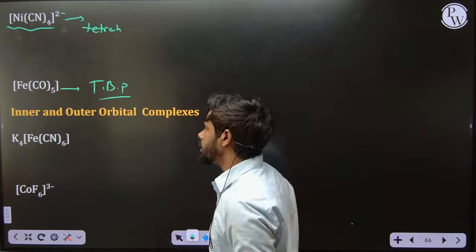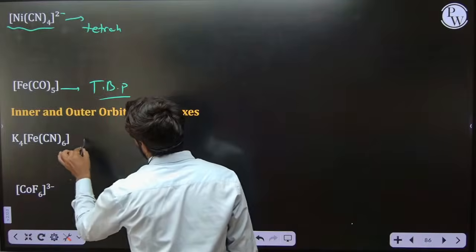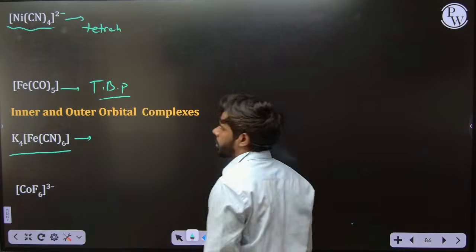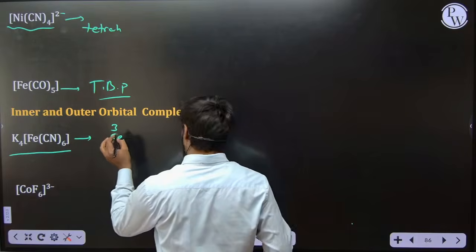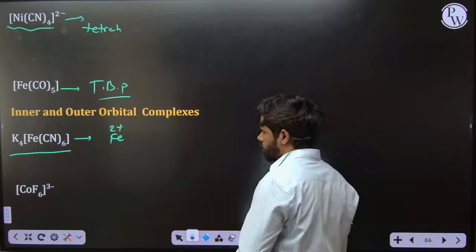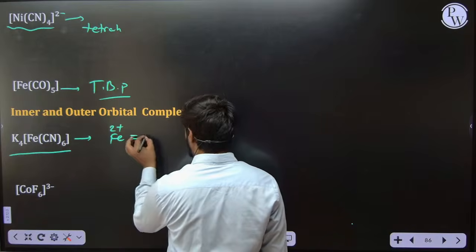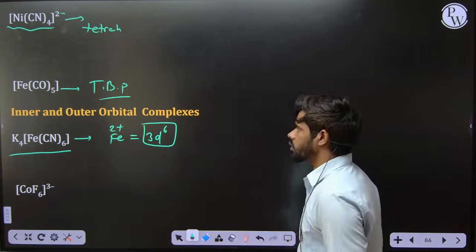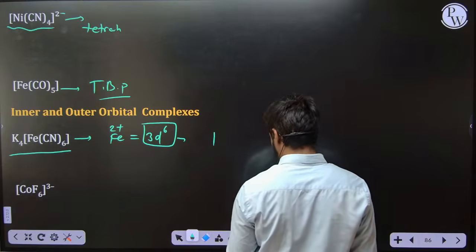Now, how to find the inner and outer orbital complex? To get this, let's start with the first example given here. First of all, we will find the oxidation state of Fe. It is Fe2+. What is the configuration of Fe2+? That is 3d6. If we draw the orbital diagram configuration, then what is it?